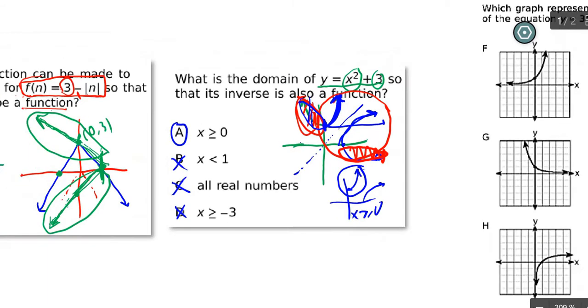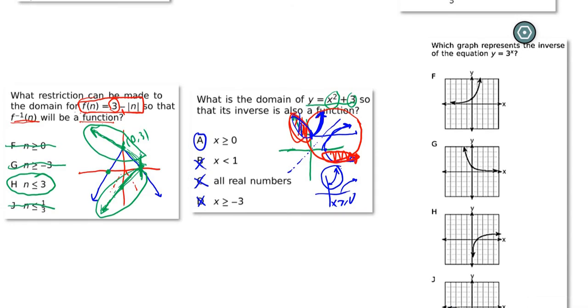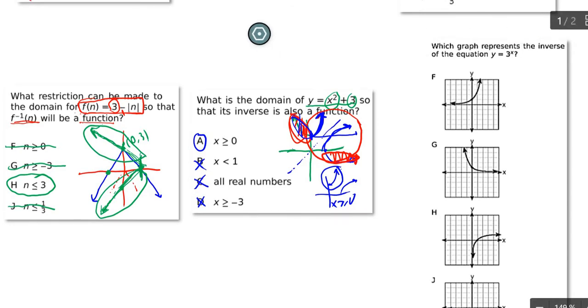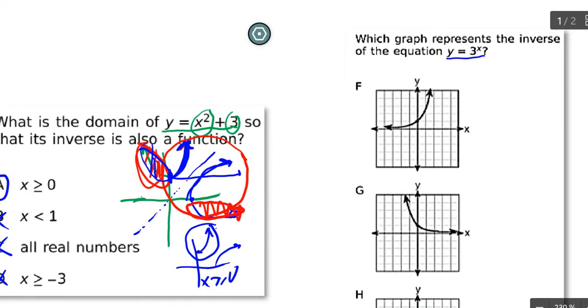All right. The next one that we did in class was this graph right here. We're given a function y equals 3 to the power of x, and we're looking for what is the inverse of this. So you're going to recognize that this is an exponential function. So the inverse will be a logarithmic function. If you know your parent functions very well, it cannot be F, because that's obviously an exponential function. We're looking for a logarithmic function.